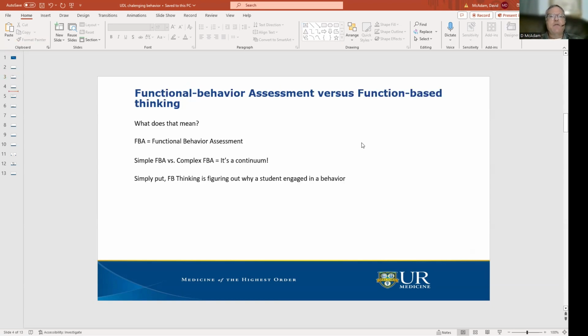What is the concept of function-based thinking? It's what you do to be preventative, to avoid the need for additional consultation or support, or the development of a behavioral intervention plan.